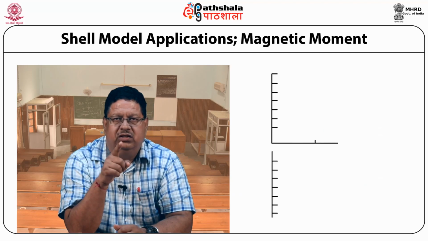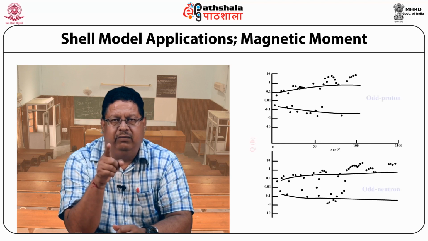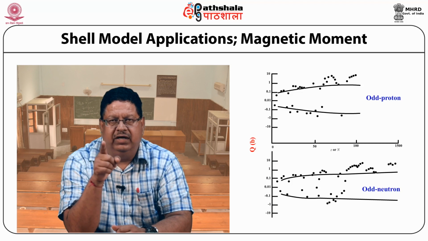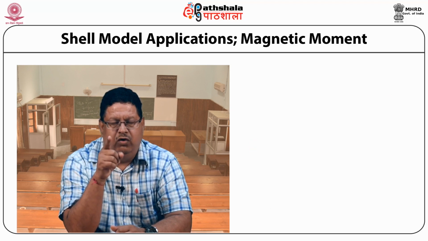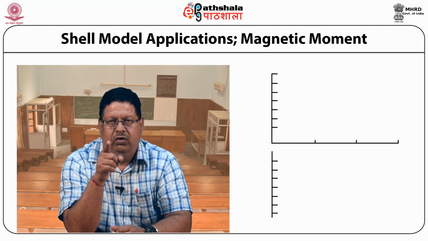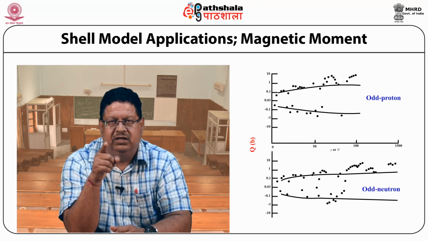Shell model applications, magnetic moment. So, we continue our discussion about the magnetic moment. Here in this slide, basically on the right hand side we have shown two pictures. The upper one corresponds to odd proton, and the lower one corresponds to odd neutron. What we have plotted here is the magnetic moment values for various spin values on the x-axis, and on the y-axis we have the magnetic moment values.